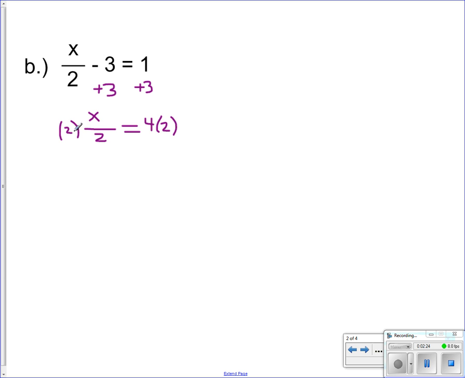So the 2 divided by 2 is 1, so I'm left with 1x, or just x, equals 4 times 2 is 8. Try it. 8 divided by 2 is 4. 4 minus 3 is 1. There's our answer. Okay, I'm going to go on to the next example. If you need to pause, go ahead.